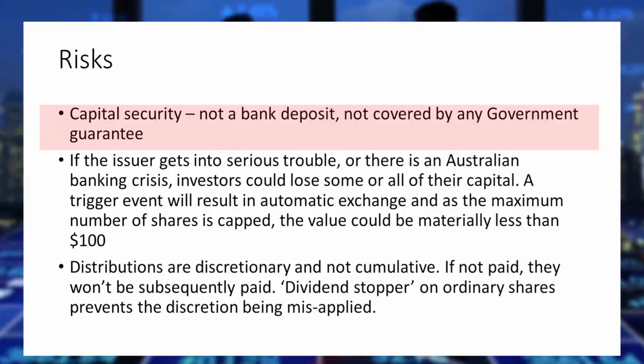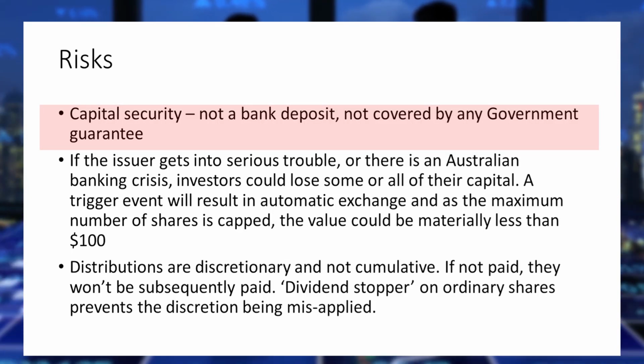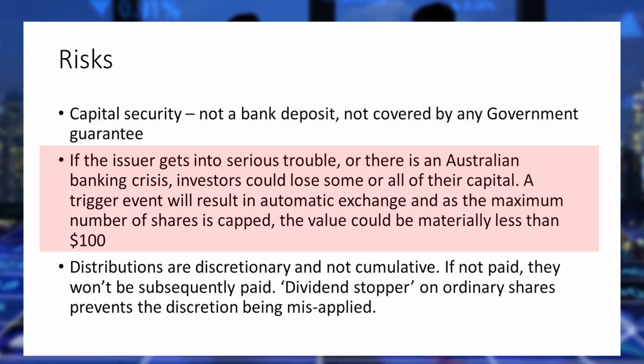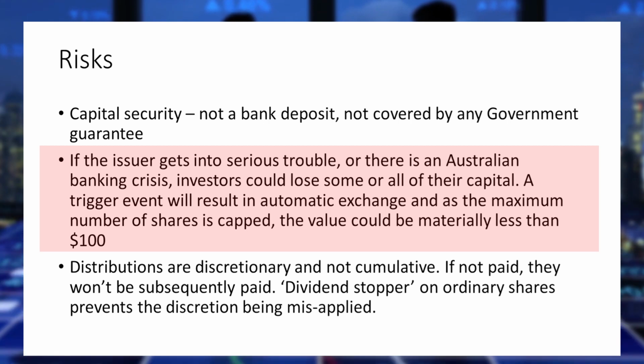Okay, so let's talk about the risks. Look, it's not a bank deposit, most importantly. There's no capital security. It's not covered by any government guarantee. We've mentioned that. We've mentioned also that if the bank gets into serious trouble or there's an issue in Australian banking, you could lose some or all of your capital. A trigger event, we talked about an automatic exchange, and as the maximum number of shares is capped, the value could be materially less than $100.